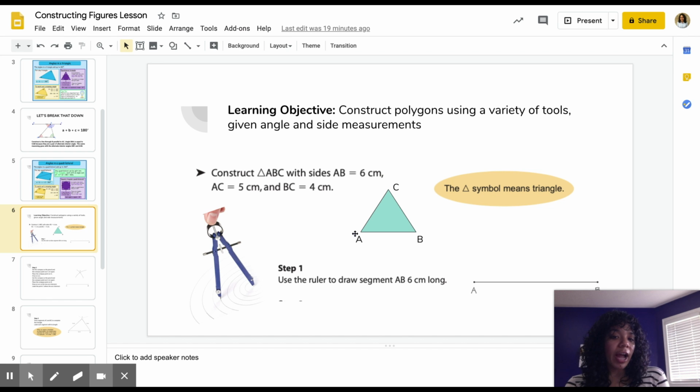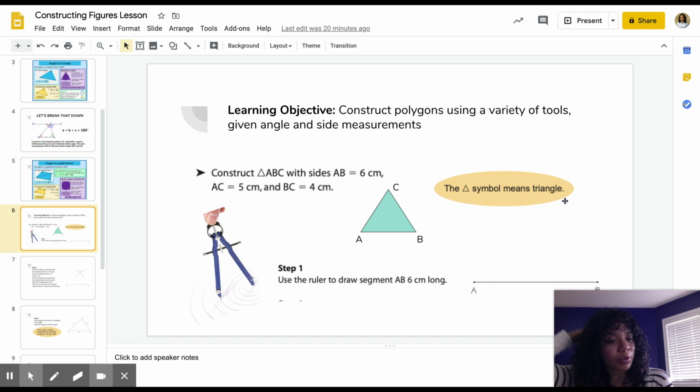Now, you could try and just draw any triangle and just put in the measurements, but it wouldn't be correct, okay? There is a way to do it where you have to use a compass. The first thing you're going to do, step 1, is use the ruler to draw a segment AB, which is 6 centimeters long. That's the base of your triangle, AB, and that's 6 centimeters. All right, so we just need to figure out now AC and BC.